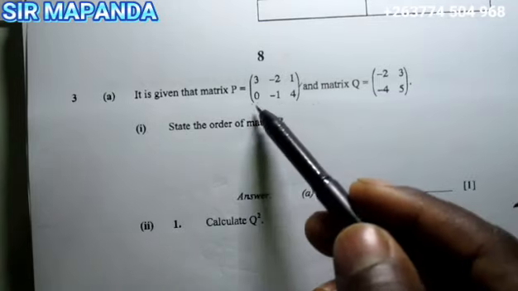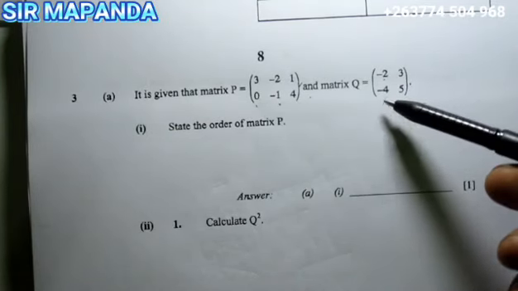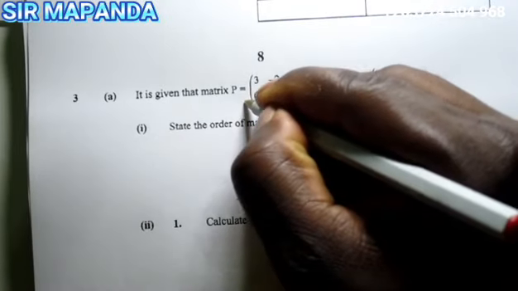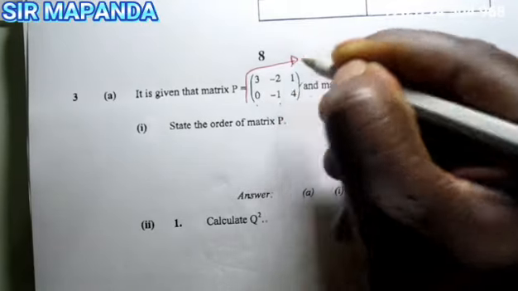Then your homework entry. It is given that the matrix P is 3, minus 2, 1, 0, minus 1, 4, right, and matrix Q is minus 2, 3, minus 4, 5, right. State the order of matrix P, right. So to state the order of matrix P, you use this direction. You start from here, then you use this direction, right.